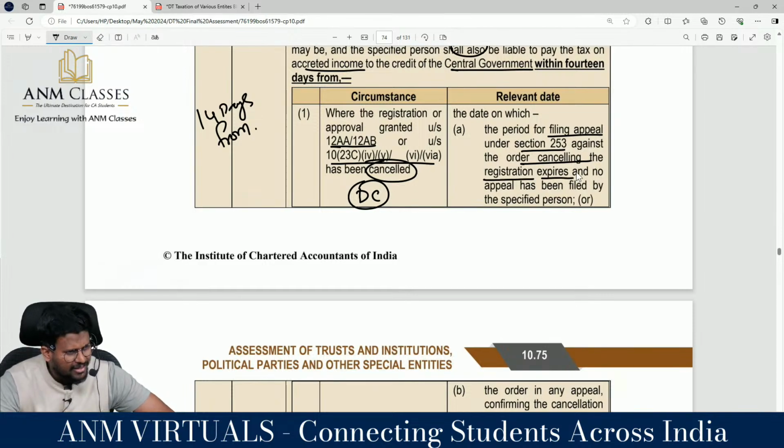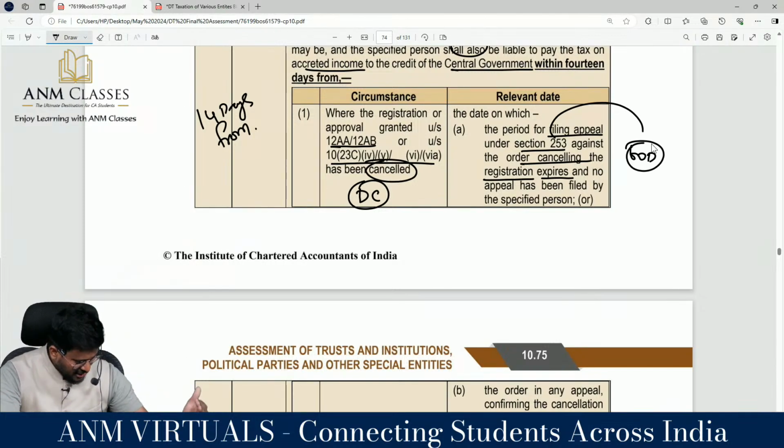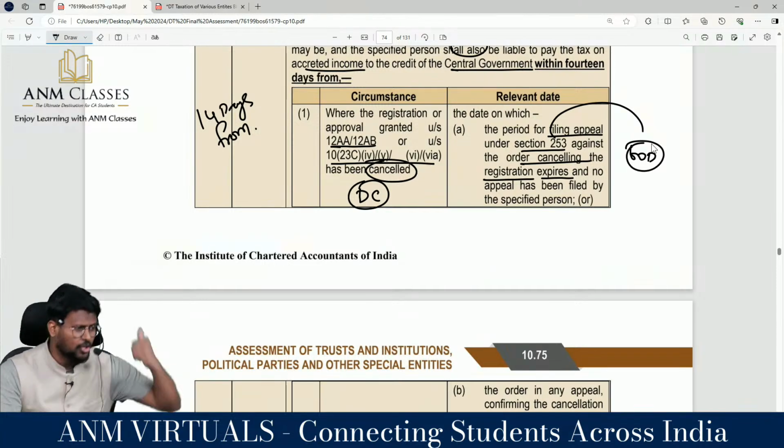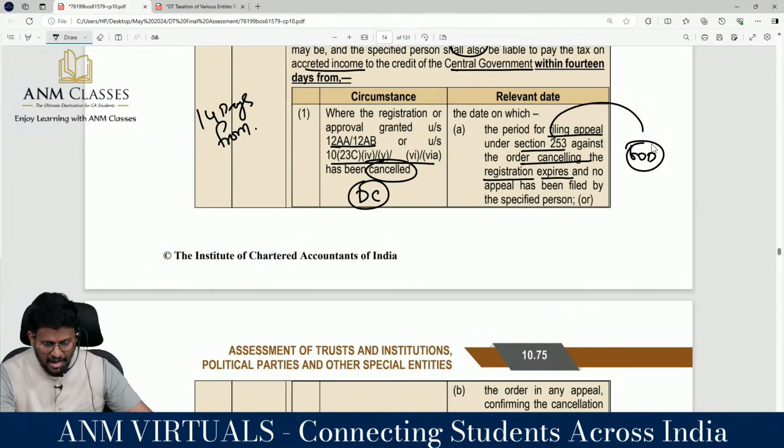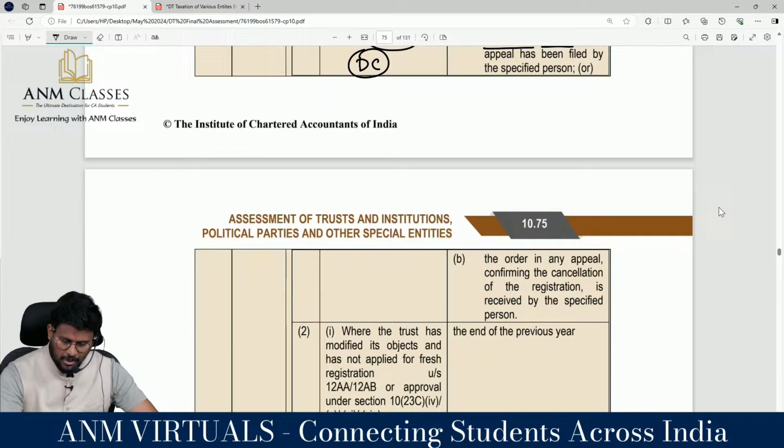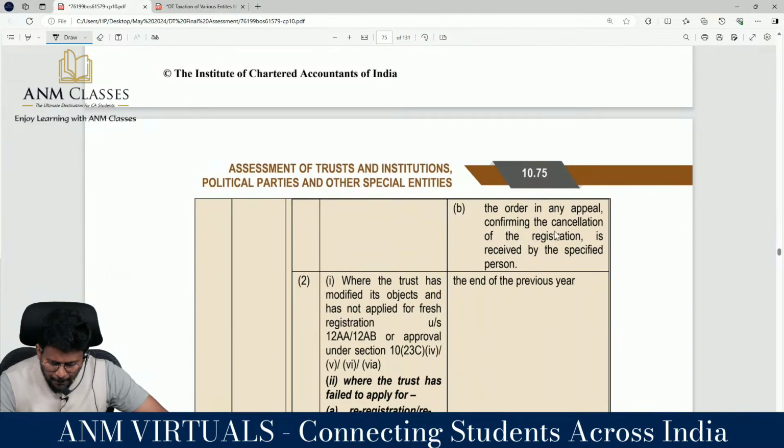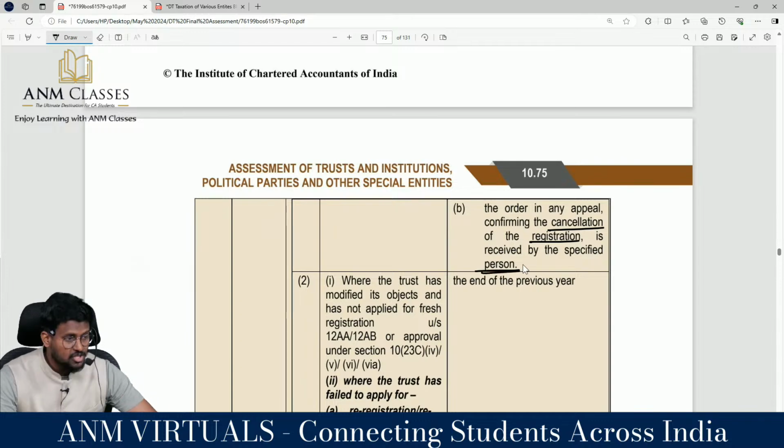expires. In 253, to the ITAT, that 60 days will expire. From the day that 60 days expires, within 14 days you must pay the exit tax. And no appeal has been filed by the specified person, or the order in appeal confirming the cancellation of registration is received by the specified person.